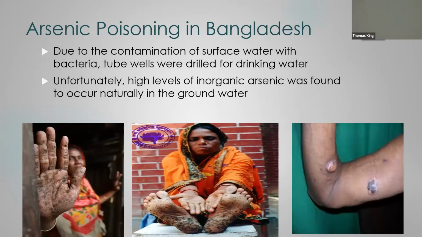Due to the contamination of surface water with bacteria, tube wells were drilled into the drinking water. They never tested the drinking water for any toxic elements, and unfortunately, high levels of inorganic arsenic were found to occur naturally in the groundwater. After they found people were developing sores on their hands from washing with the water.